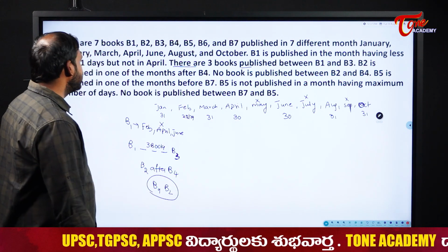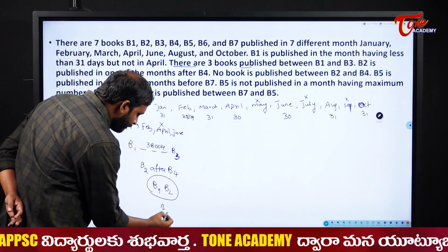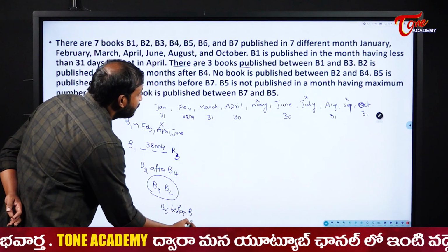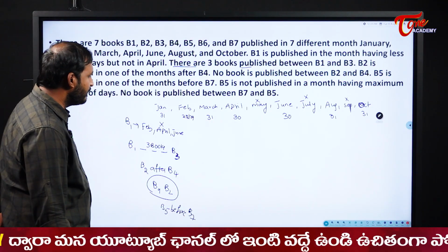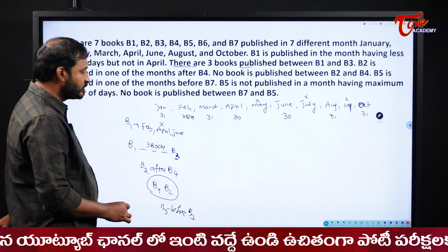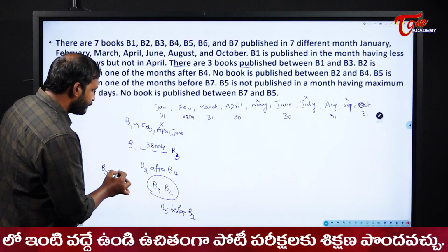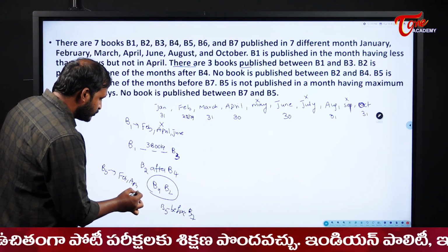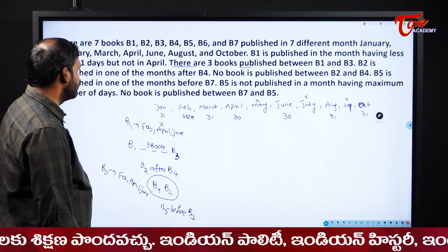Okay, B5 is published in one of the months before B7. B5 before B7. B5 is not published in a month having the maximum number of days. That means B5 also belongs to what? B5 also belongs to Feb, April or June. B5 also belongs to these months only.